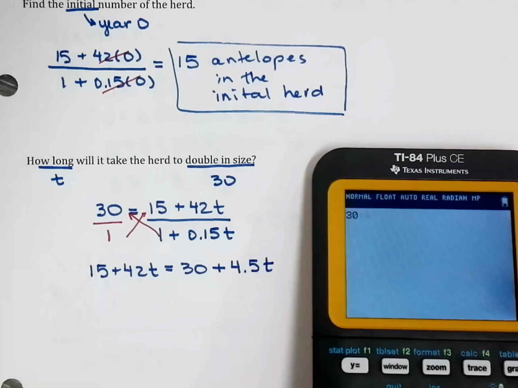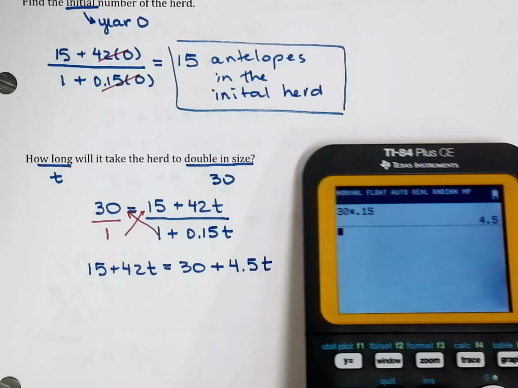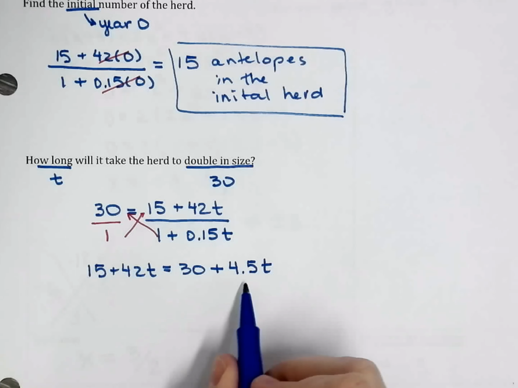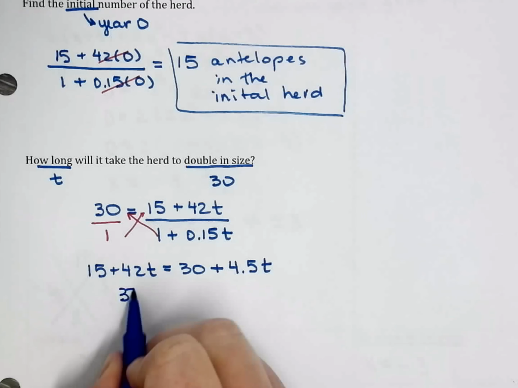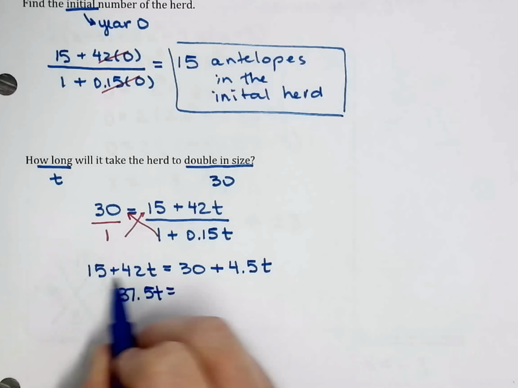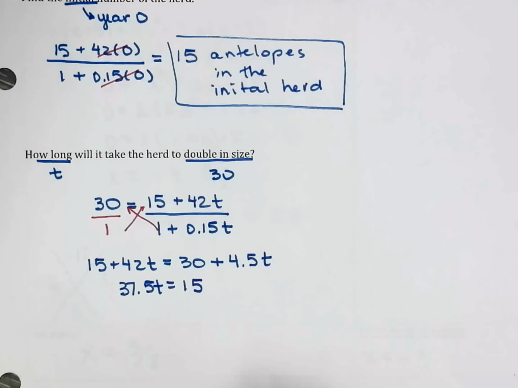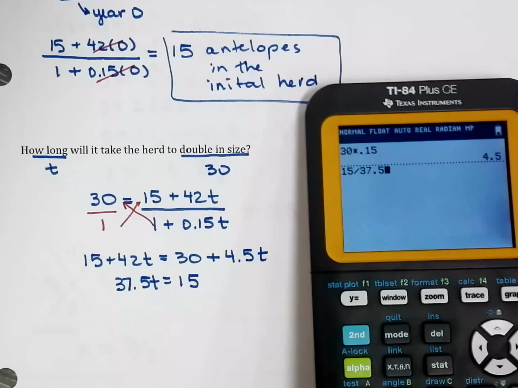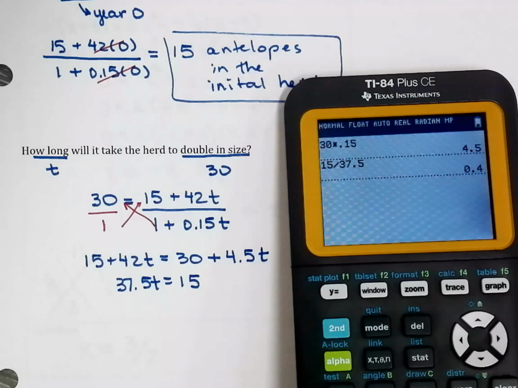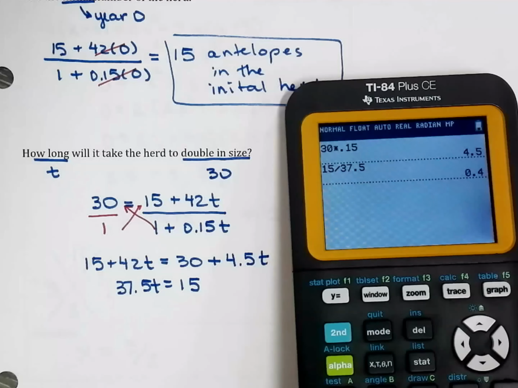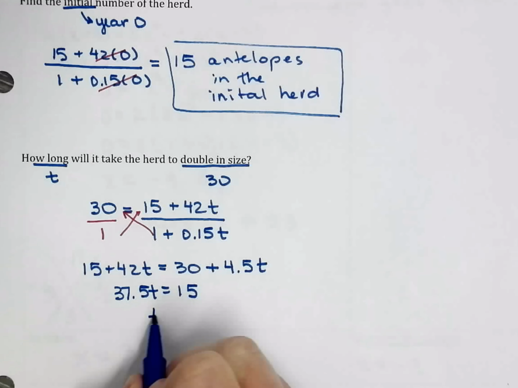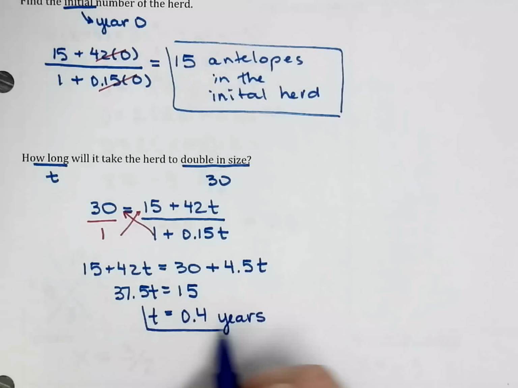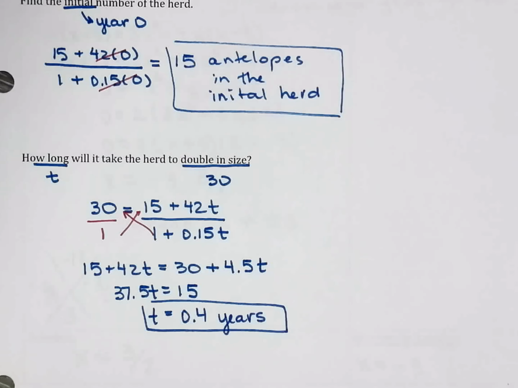And here you can do 30 times 0.15, that's 4.5. Minus 4.5 on both sides, that's 37.5. Minus 15 on both sides, that's 15. Now you're going to divide 15 divided by 37.5. And you get 0.4 years, so almost 6 months. The end.